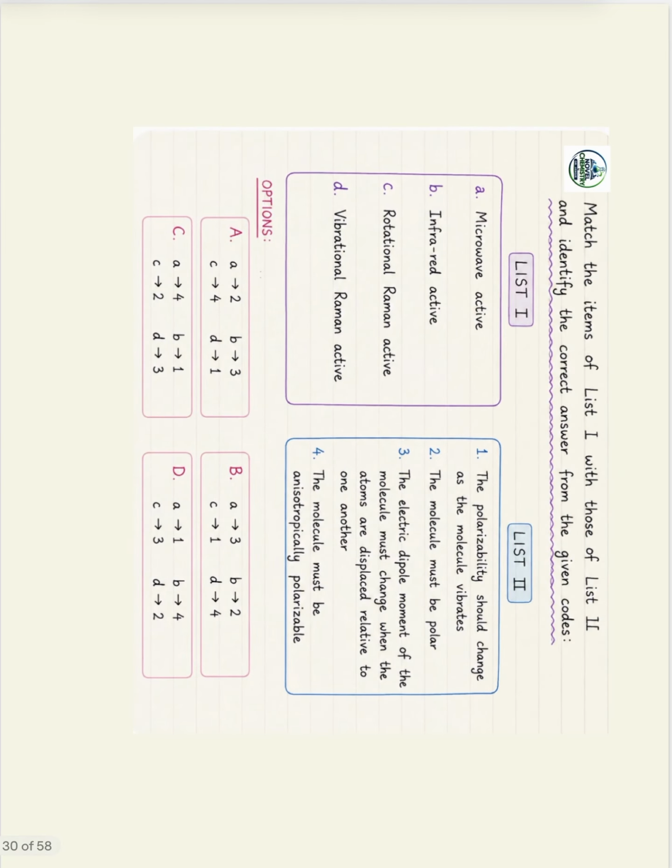Okay, the third question is related to the conditions for the molecules. Match the items of list 1 with those of list 2 and identify the correct answer from the given code. Microwave active, IR active, rotational Raman active, vibrational Raman active. If we don't have an idea about rotational Raman and vibrational Raman, because Raman spectroscopy is added this time, and suppose you are confused, then this particular question can be solved with the help of options A and B.